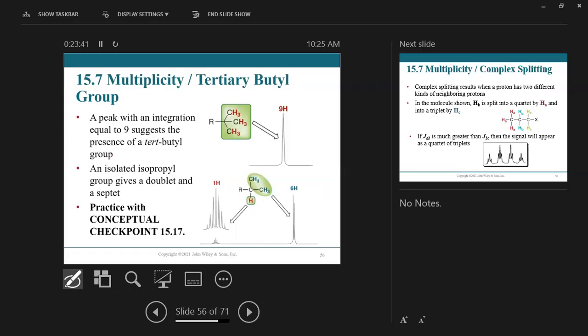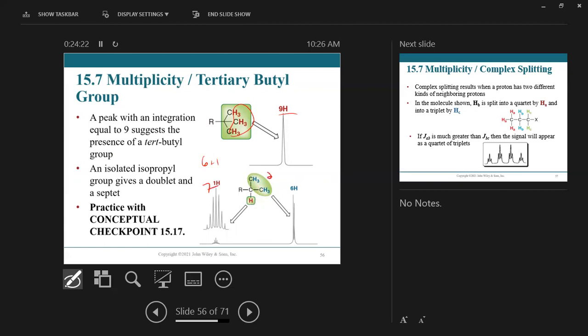The peak with integration equal to 9 suggests the presence of a tert-butyl. An isolated isopropyl group gives a doublet and a septet. Here they're all equivalent. That's why you're seeing only one signal and you have 9 hydrogens. Here this hydrogen sees these 3 and these 3, so you have your n plus 1. So it's seeing 6 plus 1. That's how you get 7.